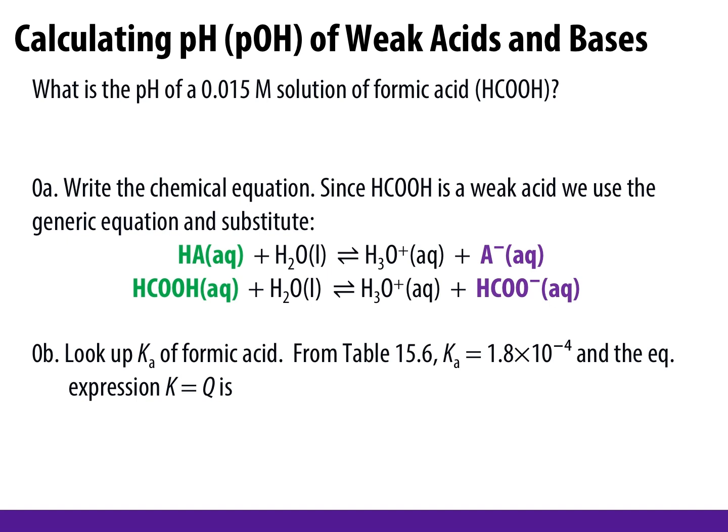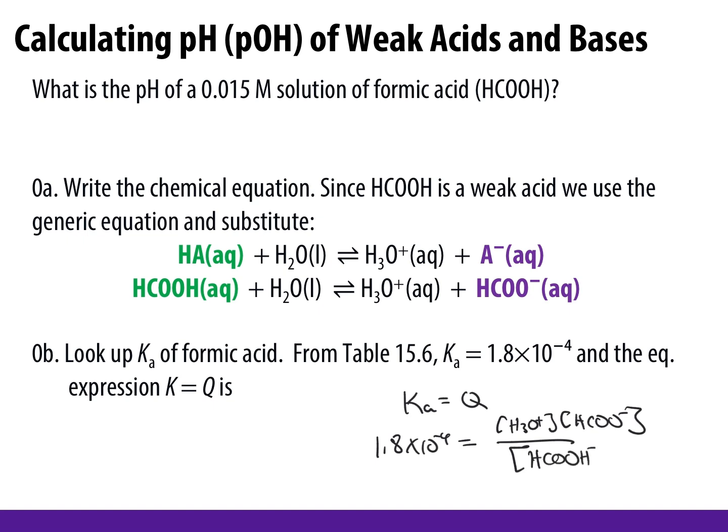Next, we need to write out K equals Q. So for this type of reaction, again, the K is a Ka, and we look up formic acid in our table of weak acid Ka dissociation constants. We find that it's 1.8 times 10 to the minus 4. Then we can write out our equilibrium expression. So Ka equals Q. Ka is 1.8 times 10 to the minus 4. Q is equal to products H3O plus, HCOO minus over reactants HCOOH.